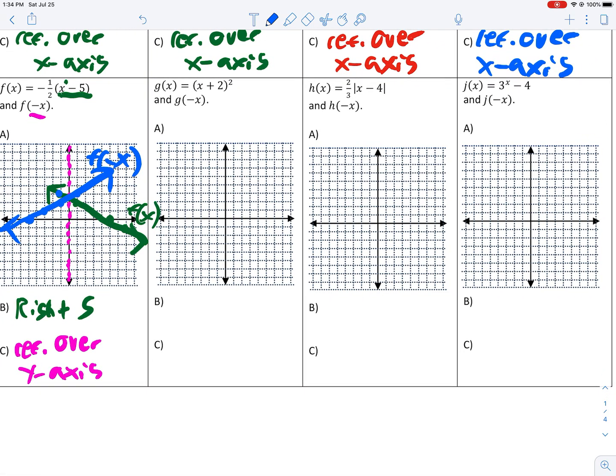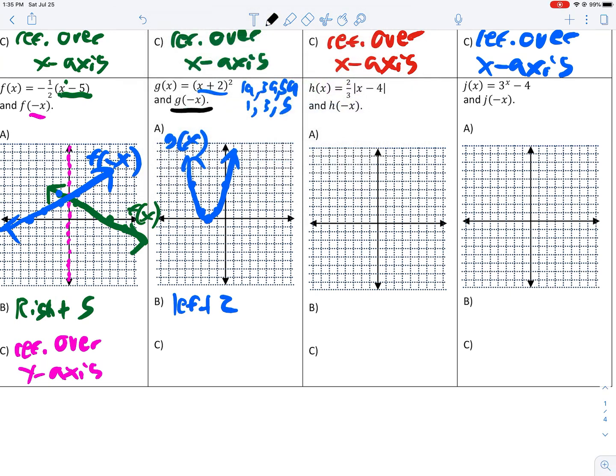The quadratic, again, g of x, this has been shifted to the left 2 from the vertex. So now there's your vertex. And again, remember 1a, 3a, 5a. A is 1, so 1, 3, and 5. Over 1, up 1, over 1, up 1, over 1, up 3, over 1, up 3. And there's your graph. So that's g of x.